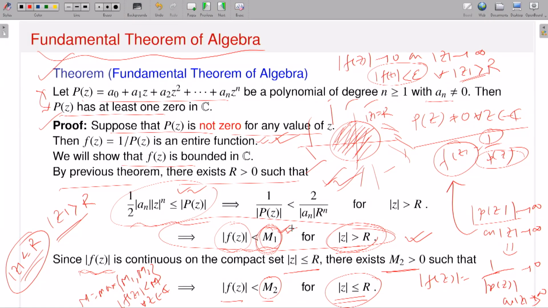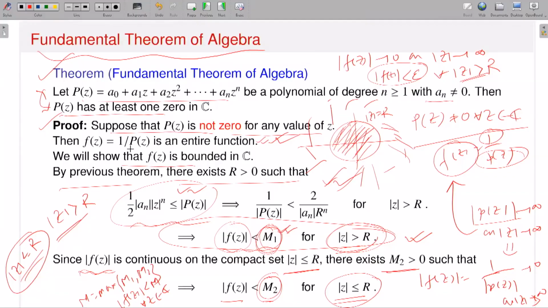To apply Liouville's theorem, I need to check that my function f is bounded on the full complex plane. So for mod z greater than r, you have the bound by using the fact that the modulus of p(z) approaches infinity if mod z approaches infinity, right? And on the closed disk mod z lesser or equal to r, I am using that f is continuous, because continuous functions on a compact set give a bound. So I have a bound m1 on mod z greater than r, and another bound m2 on mod z lesser or equal to r. Take m as the maximum of m1 and m2. Then the modulus of f is dominated by m for all z in C. So now I have an entire function which is bounded.